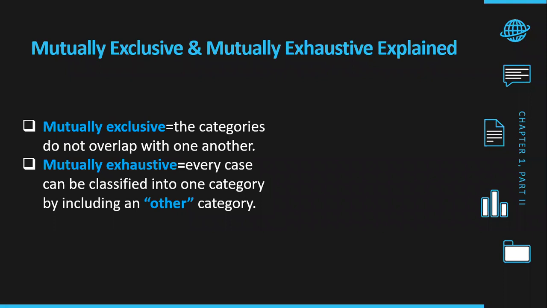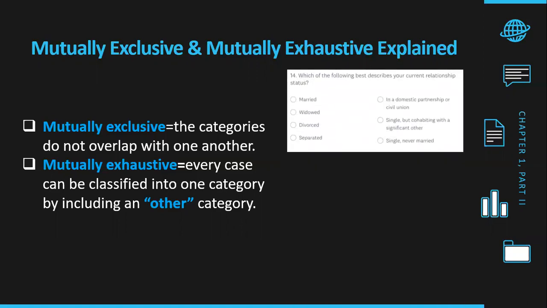Now you might be wondering what is meant by the terms mutually exclusive and mutually exhaustive. So here's where I will explain these concepts. The term mutually exclusive means that the categories do not overlap with one another. And the term mutually exhaustive means that every case can be classified into one category. And the way in which we often do this in surveys is by including an other category.